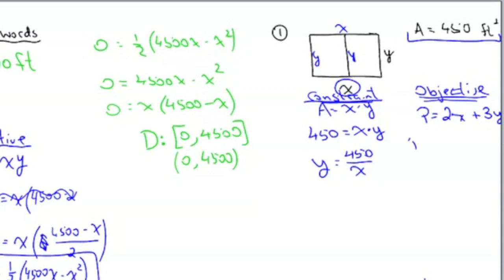All right, I need to take this and plug it into this. So I'm going to get a perimeter function in terms of x equal to 2x plus 3, and I know I have to get rid of the y. If you don't have y equals over there, just go back and solve for y. What goes here? 450 over x. So 3 times 450.